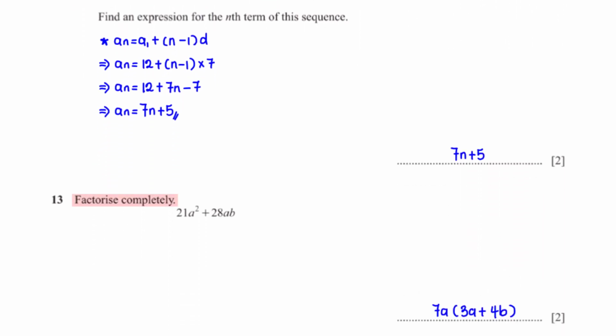Factorize completely. 21a squared plus 28ab. The terms have a common factor of 7a. When we factor out 7a, we are left with 3a plus 4b.